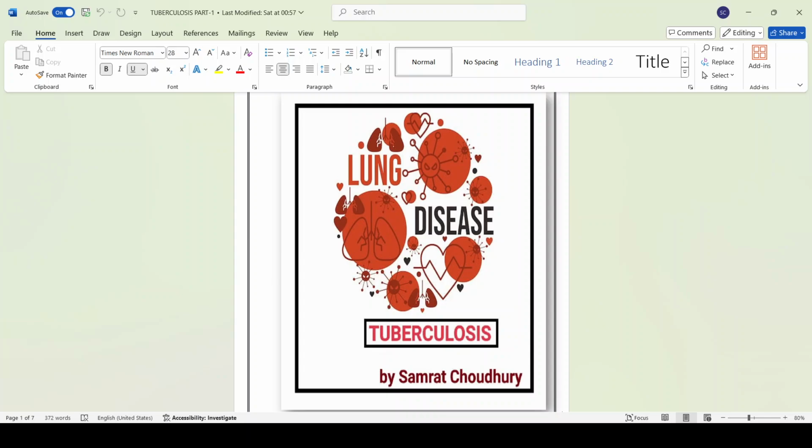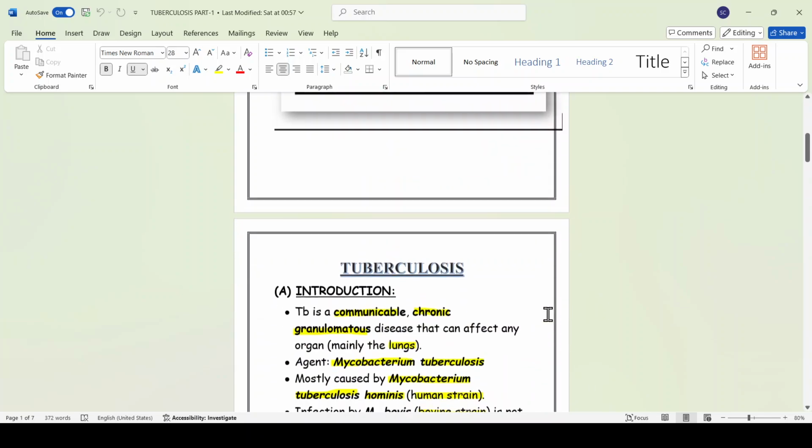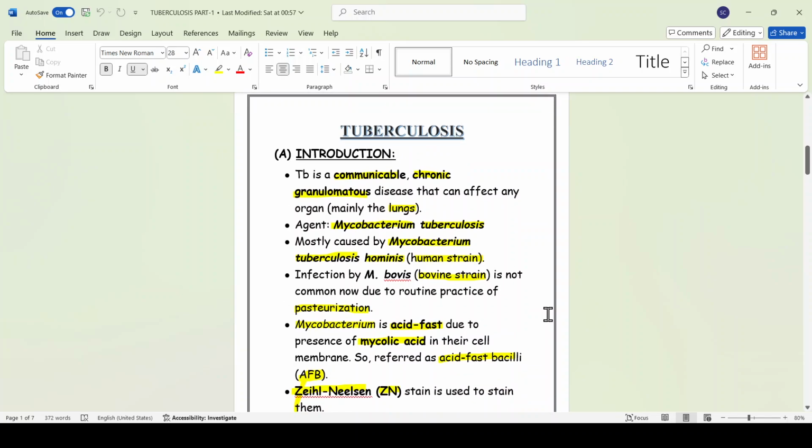Today we are going to discuss a very common lung disease, that is tuberculosis. As we all know, tuberculosis is very common in countries like India, Bangladesh, Pakistan, and several African countries. So what is the main reason behind TB being such a common disease in these countries?